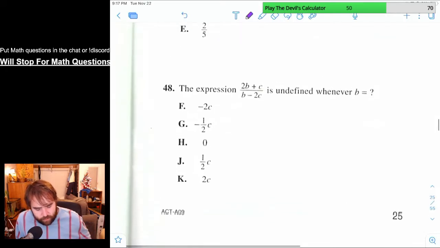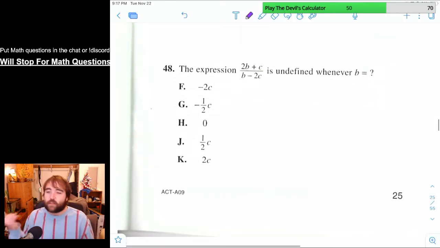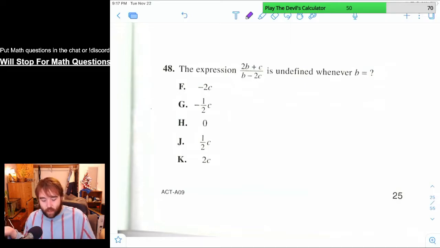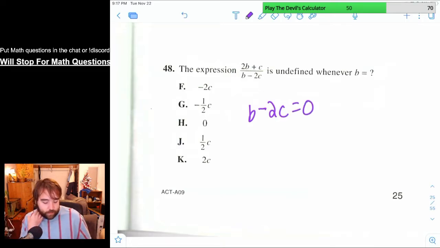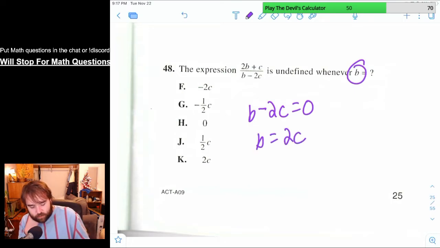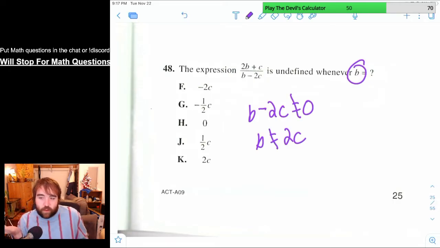All right, 48. The expression is undefined when. So that's like domain. What makes something undefined? If it's a fraction especially, it's when the denominator, b minus 2c, equals 0. So what are they asking us for? What is b? Well, we can just solve for b. When b equals 2c, I guess we should say not equals because that's when it's undefined. So when b is equal to 2c, the thing is undefined.